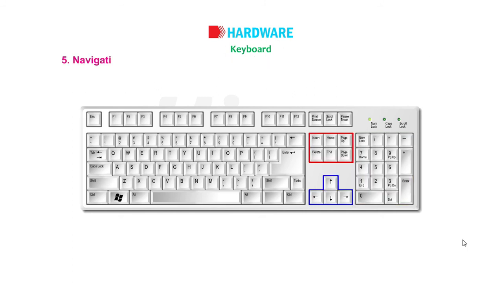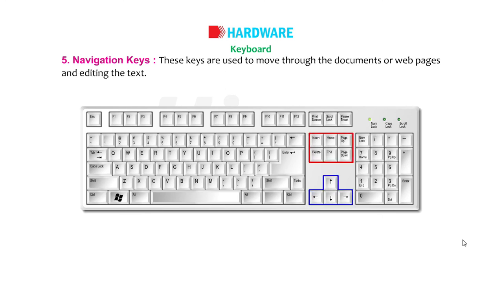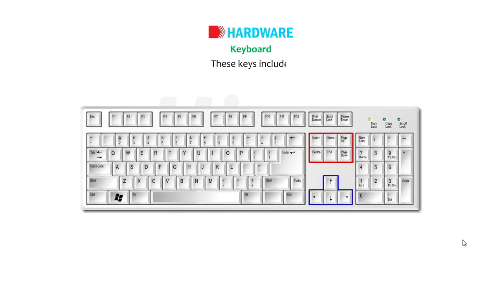Number 5. Navigation keys. These keys are used to move through documents or web pages and to edit the text. These keys include arrow keys. These keys are used to move the cursor on the screen.